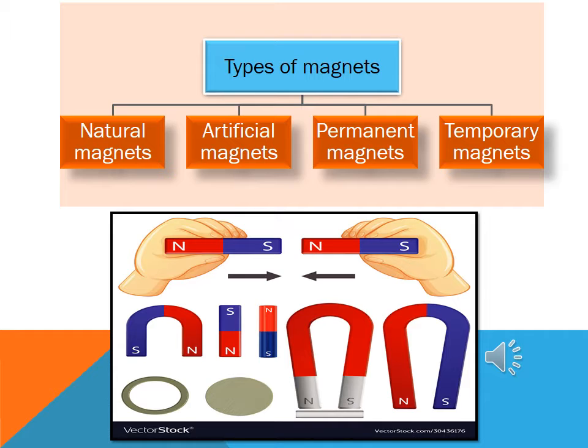Permanent magnets: certain types of artificial magnets that retain their magnetism for a long time are called permanent magnets. Permanent magnets are usually made of steel or other kinds of alloys. Temporary magnets: when a magnetic material is brought near a permanent magnet, it acquires induced magnetism. Thus, it becomes a temporary magnet. As the permanent magnet is removed, the magnetic material loses its property.